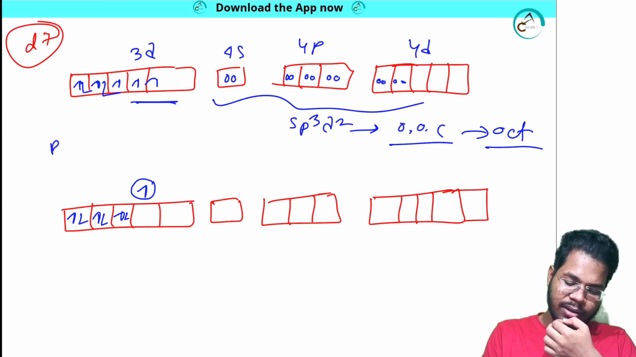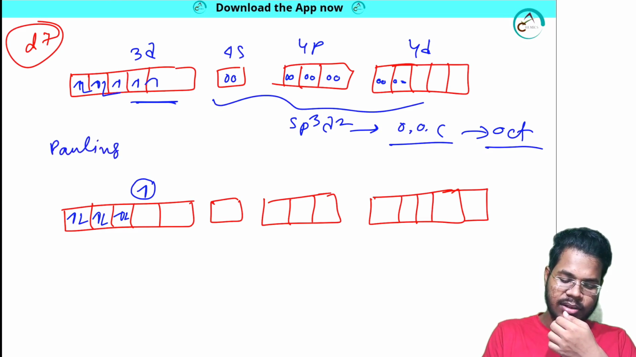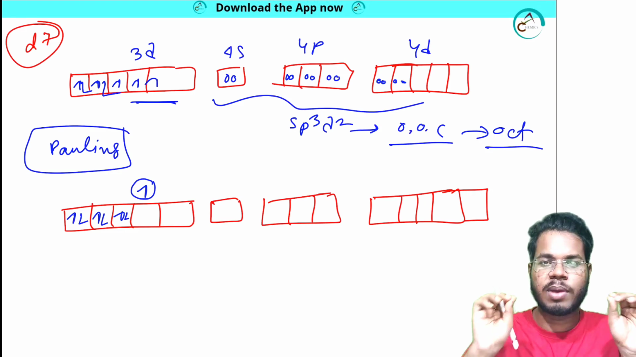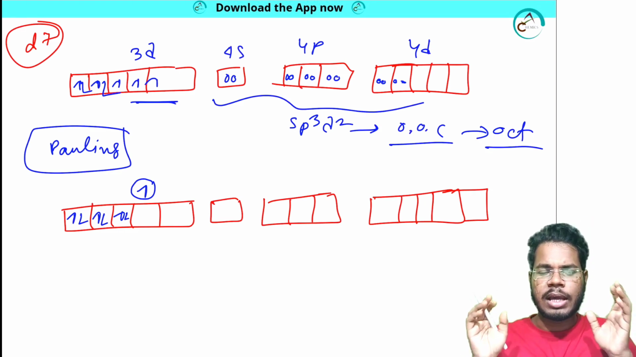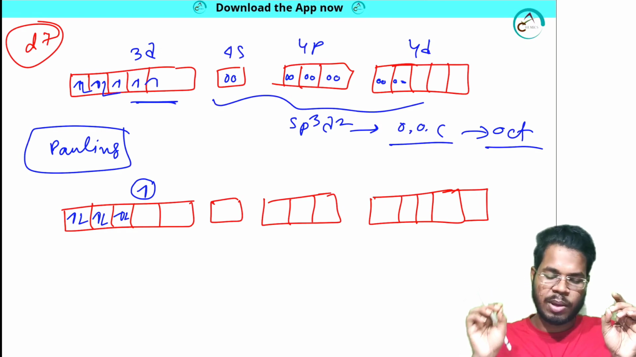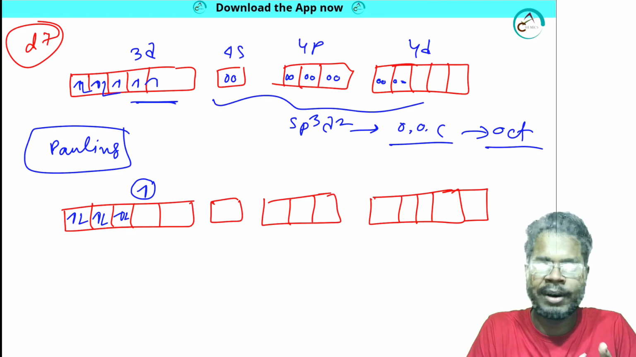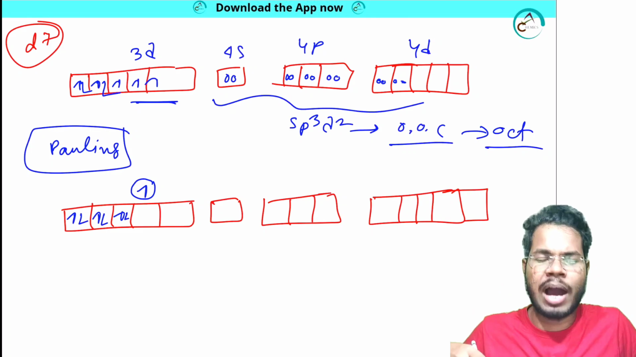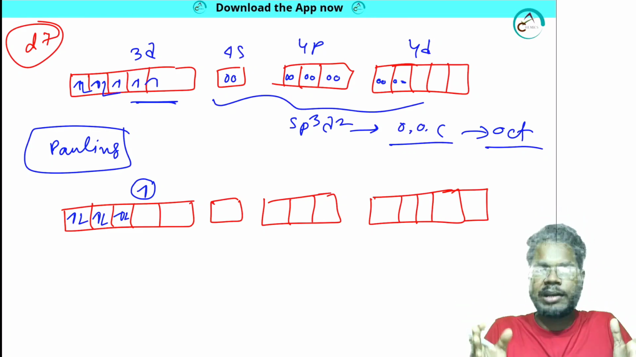So Mr. Pauling told us, we don't know whether it is correct or wrong. Whatever I am talking about, everything is about VBT theory. Whatever the VBT theory is telling us, I will be telling that. Okay, I won't invent anything.